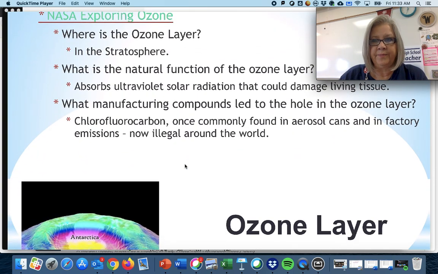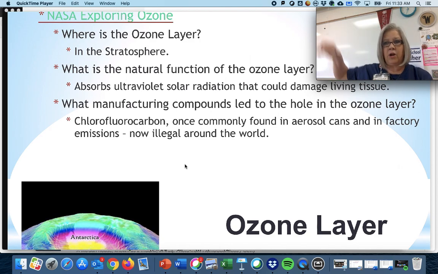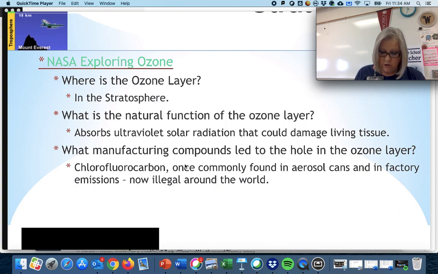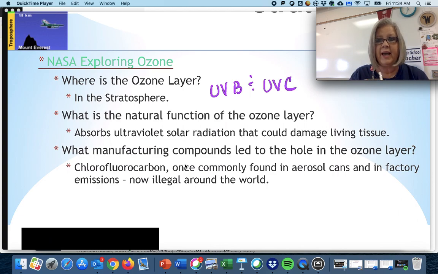The ozone layer. All right, so what is the ozone layer? The ozone layer exists all the way around the Earth, okay, and it acts as a way of absorbing UV radiation, particularly UVB and UVC. Now, UVA is able to get through. That's why you wear sunscreen.